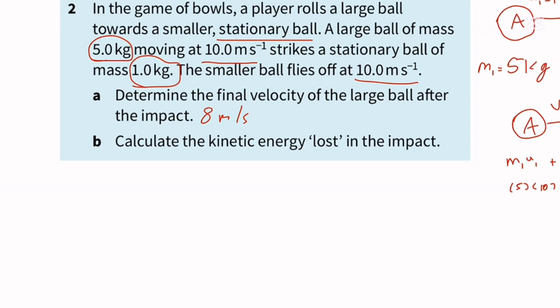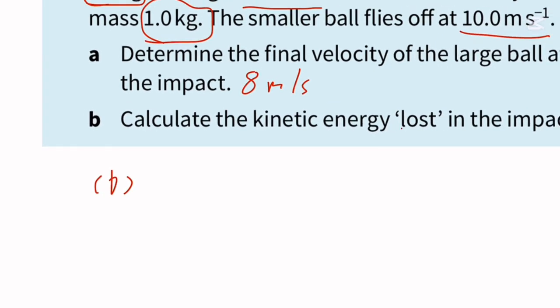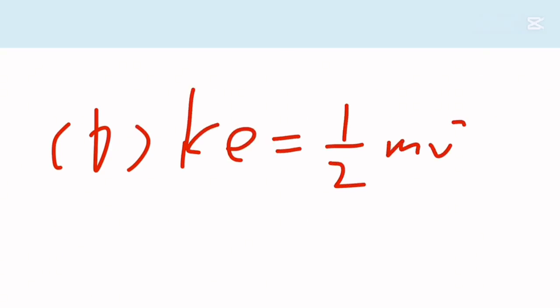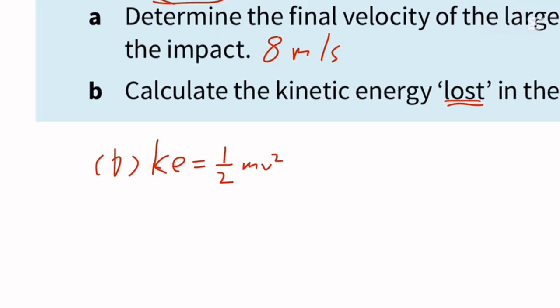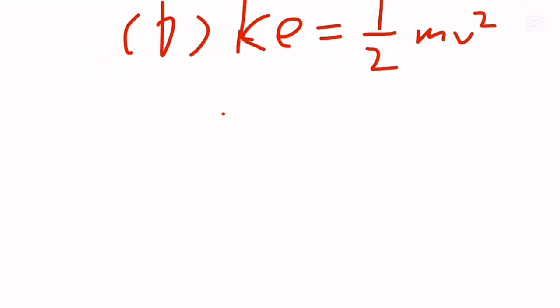Alright, let's go to question B here. Calculate the kinetic energy lost in the impact. Remember that the momentum is conserved, but the kinetic energy isn't conserved. So the formula for kinetic energy is 1 over 2 mv squared. Okay? So here, we have to find the total kinetic energy before the collision and the total kinetic energy after the collision, and then subtract the values, right? So let's go before the collision.